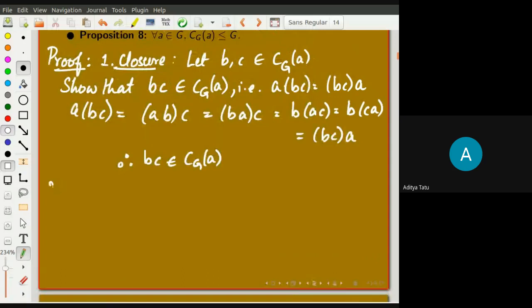Next, inverse. So again, let B be any random element in the centralizer of A. Okay. Go ahead, who would like to try this out?